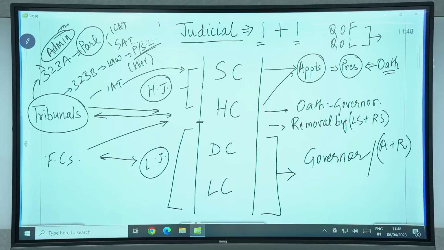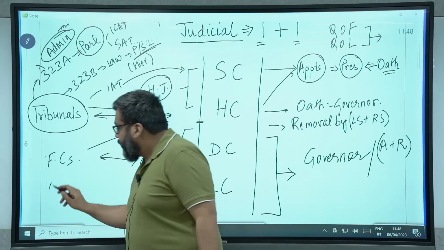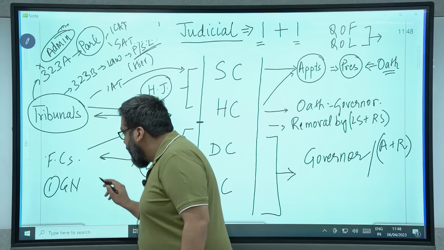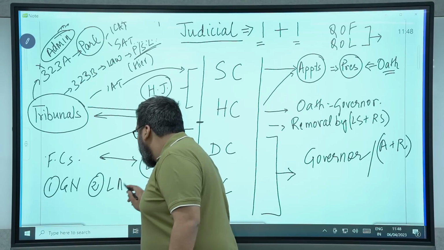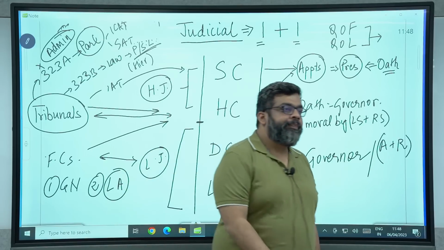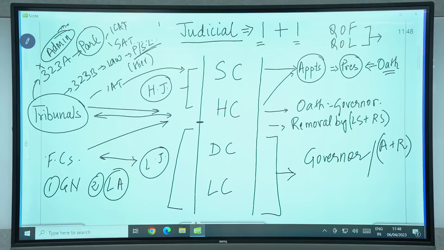Now comes the third layer. This is like local self-government, but for the judiciary. And there are only two that are important. One is your Gram Nyayalayas, and second is your Lok Adalats. Gram Nyayalayas and Lok Adalats. The basic difference between the two, that's all we need to know as far as the prelims exam is concerned.